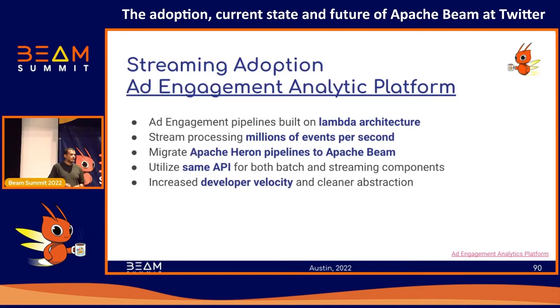One of the early adoptions we saw was by our ad engagement analytics platform. This was a platform which had various different components, both streaming and batch components within them, built on a Lambda architecture at that point in time. The streaming component was processing millions of events per second, and the team started to adopt and migrate those pipelines from Apache Heron to Apache Beam. Once migrated, they utilized the same API to migrate the batch workload also, so that it became much easier, increased the developer velocity, and gave a cleaner abstraction for the developers.